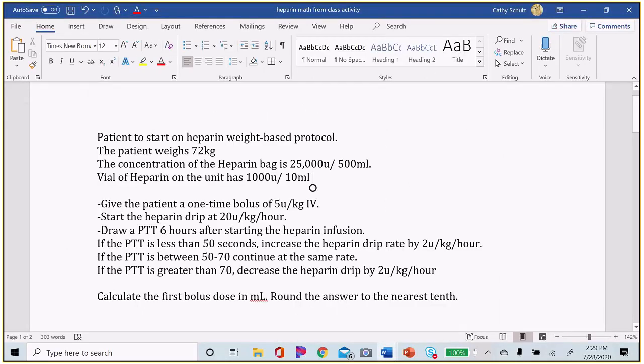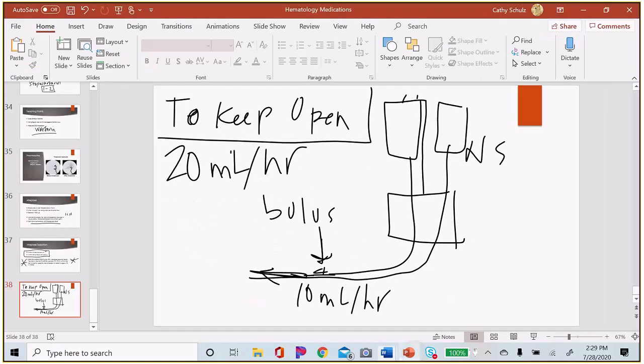Okay, so now the patient is going to start this infusion. The infusion always starts with a bolus, which means I'm going to be pulling that medicine out of the vial, which is that 1,000 units in 10 milliliters. And I have to give them 5 units per kilogram. So the first step is obviously to figure out how many units.